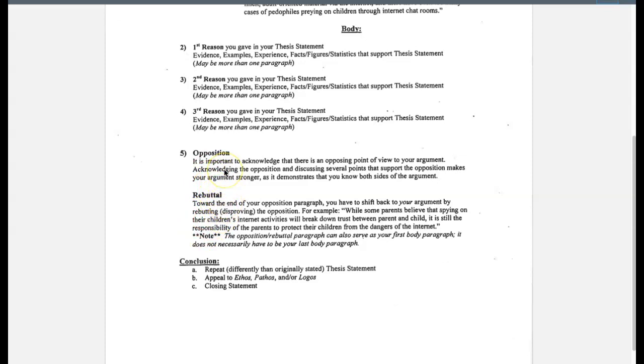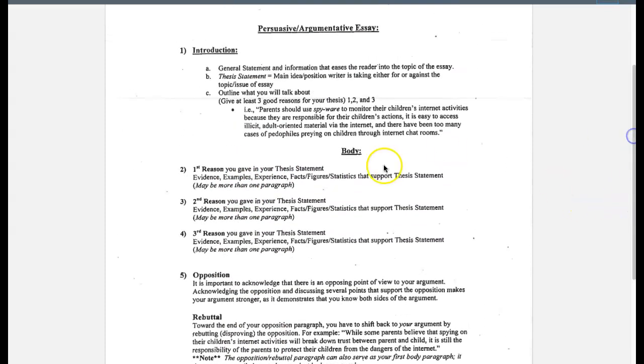However, if you feel comfortable and you know about opposition, rebuttals, counter-arguments, then feel free to mention it here. Also, we haven't really learned about ethos, pathos, and logos, so just disregard that. But I did want to show you this just so you have an idea of what the outline or the structure of the essay looks like.